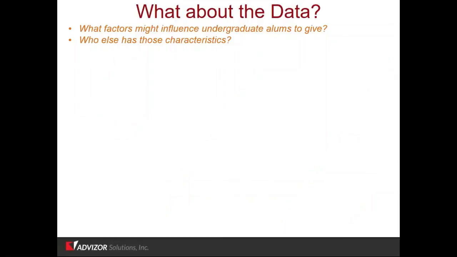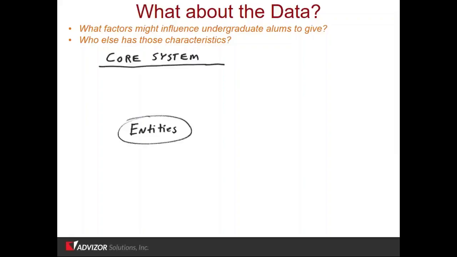What factors might influence undergraduate alums to give, and who else has those characteristics? So all of you got some kind of a course system, and there's an entity table, and it's got some data in it. It's usually got biographical stuff, geographical stuff. Usually there's wealth scores in there, class year, affiliation. Healthcare and not-for-profits have some different stuff in there, but there's a wealth of information in here. But we encourage people to think broadly about what else is there.